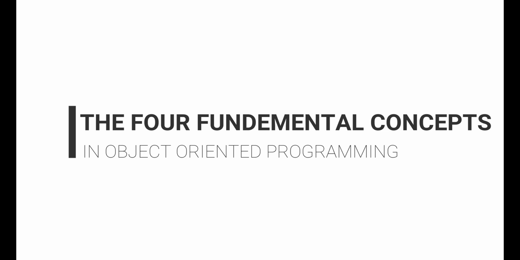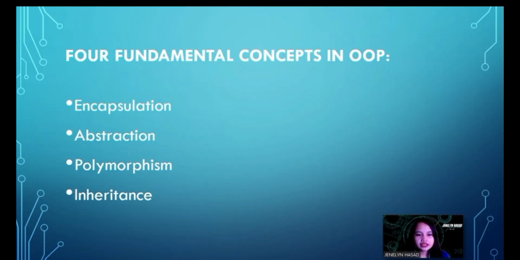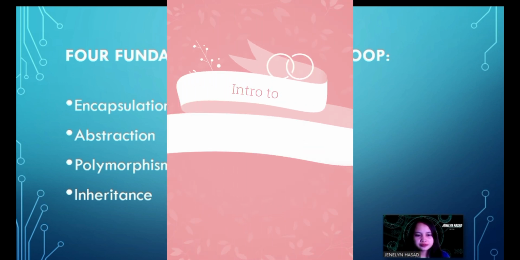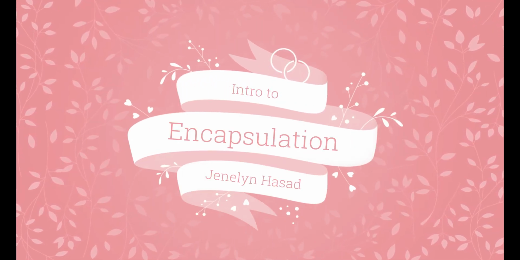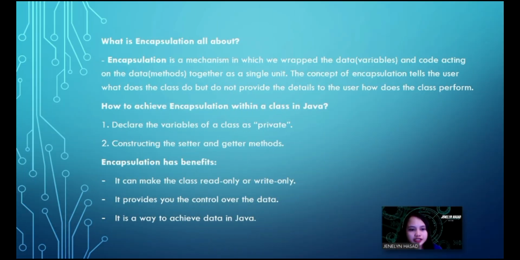The four fundamental concepts in OOP that we are going to teach you are encapsulation, abstraction, polymorphism, and inheritance. Encapsulation. What is encapsulation all about? Encapsulation allows you to hide the implementation details of your class.